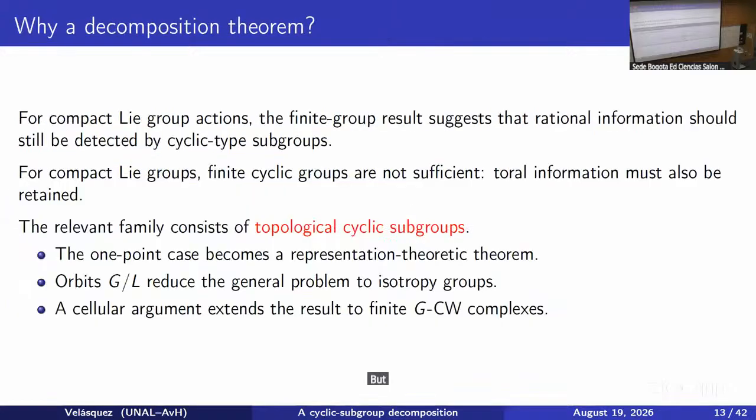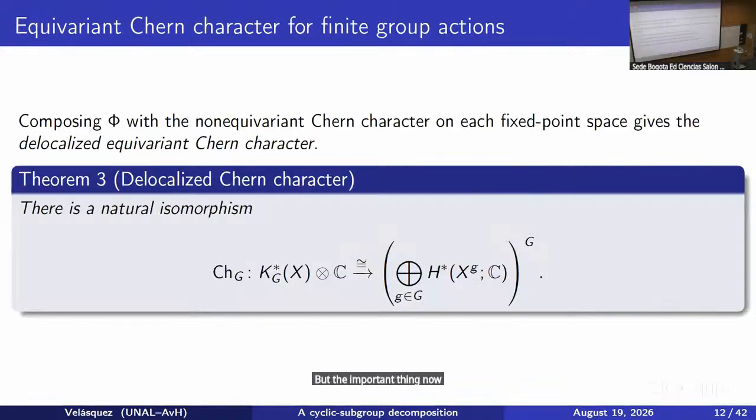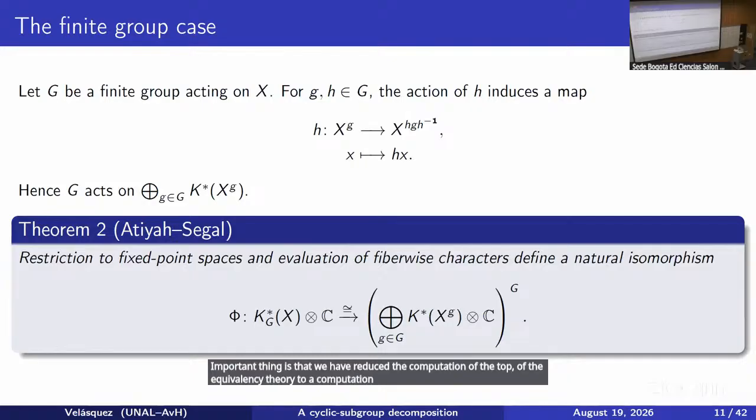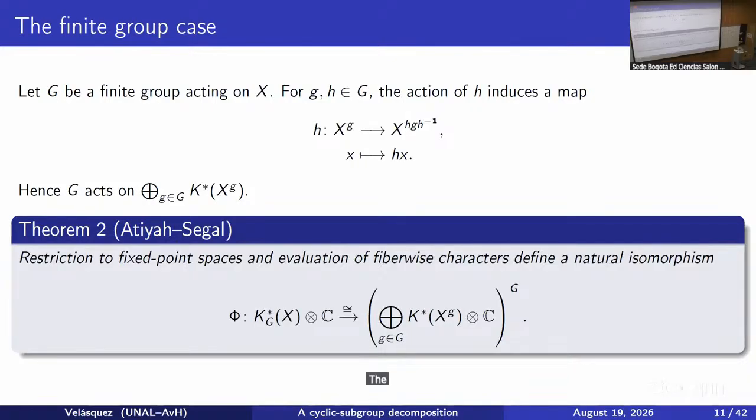But the important thing now is that we have reduced the computation of the equivariant K-theory to a computation of K-theory without group, ordinary K-theory. Then here we have a K-theory group where we can apply the ordinary, or the classical, Chern character. Because here we don't have a group, we can apply the Chern character in the beginning.